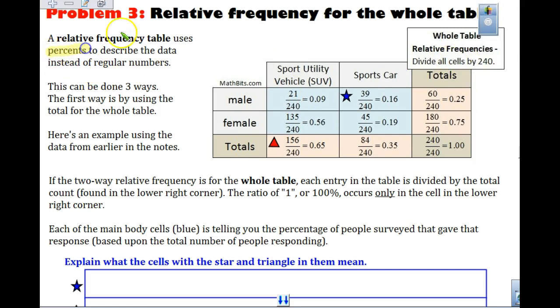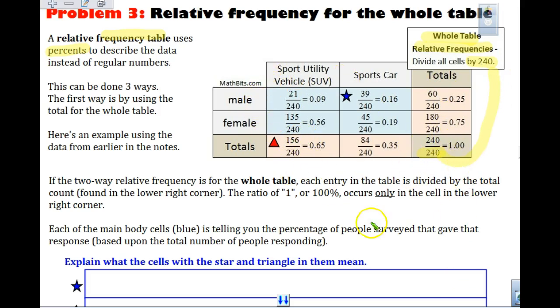First way is by using the total for the whole table. Here's an example using the data from earlier in the note. So when we are looking at this way, so this was our males and females that were surveyed and our total. Then we have this star here in the triangle. What we are doing is we are always dividing by the 240 in this because it's the relative frequency of the whole table. And you need to know the total, right? And in our original problem, it was 240 people surveyed.